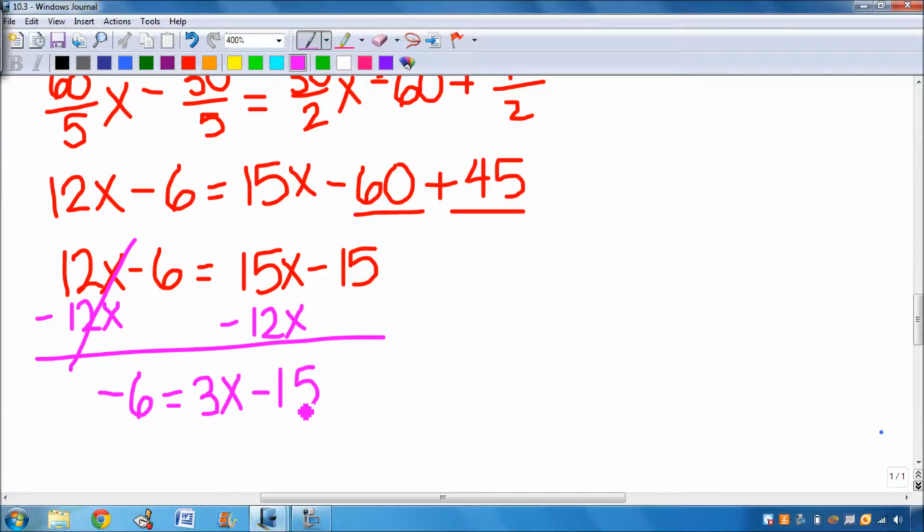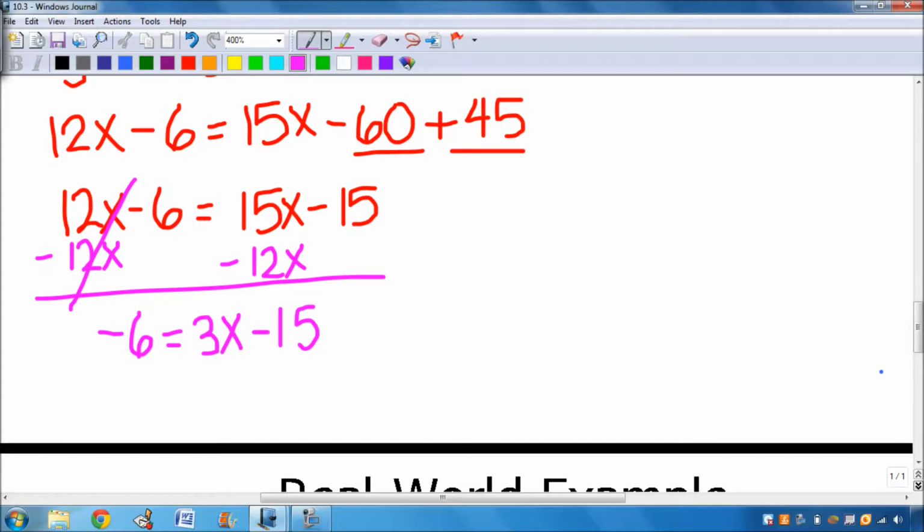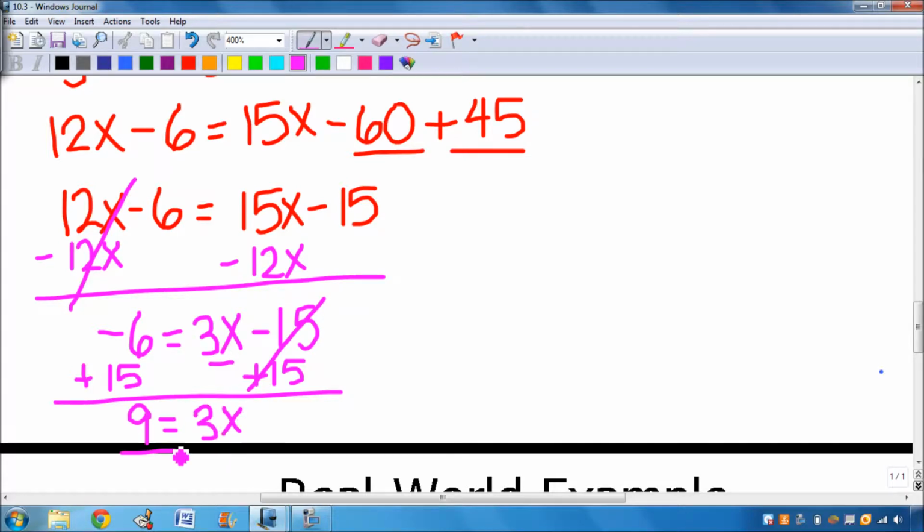All right, so next, now that we got all the variables on the right side, we're going to get all our constants on the left side. So I'm going to get rid of the 15, so I have something on both sides. So negative 6 plus 15 is 9. 9 equals 3x. Divide by 3. My final answer is x equals 3.